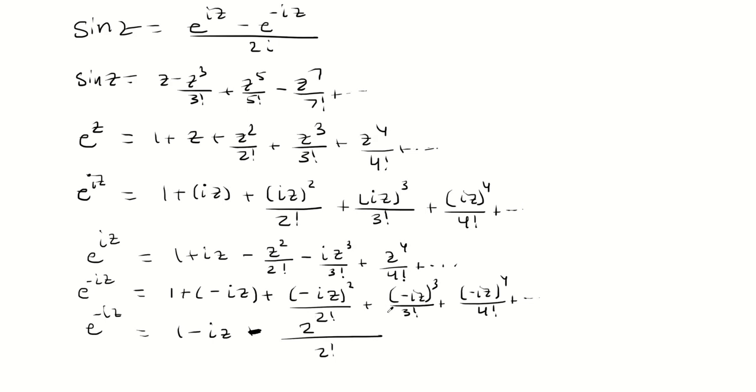Okay, so I made this a little too big. Let me just rewrite this. So it's negative z squared over 2 factorial. Negative i cubed, that's going to be negative 1 times i cubed, basically, which is negative 1 times negative i, which is positive i, and then z cubed over 3 factorial. Negative i to the 4th is 1, so that's going to be plus z to the 4th over 4 factorial, etc.